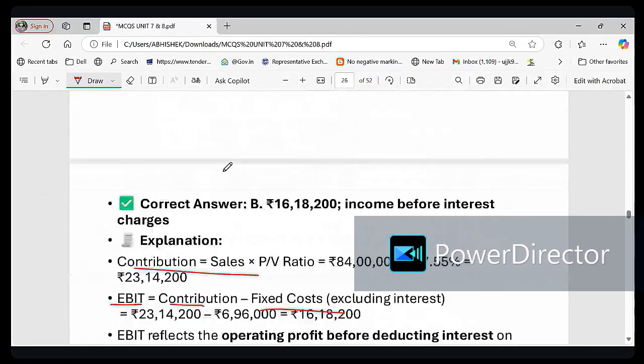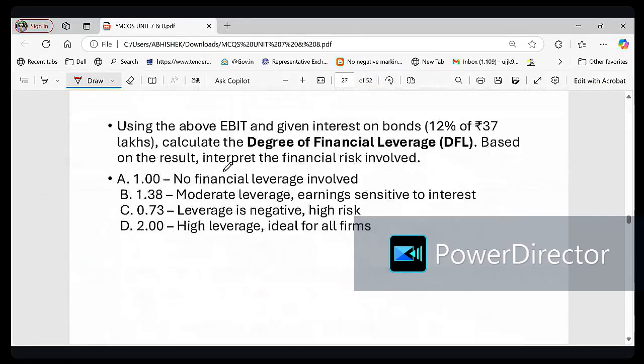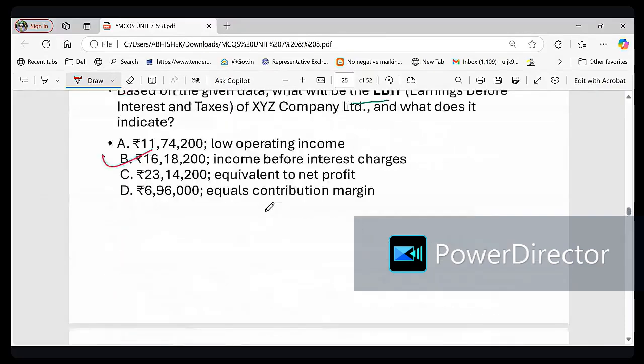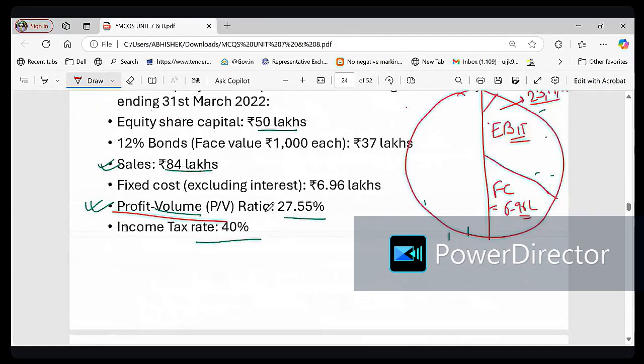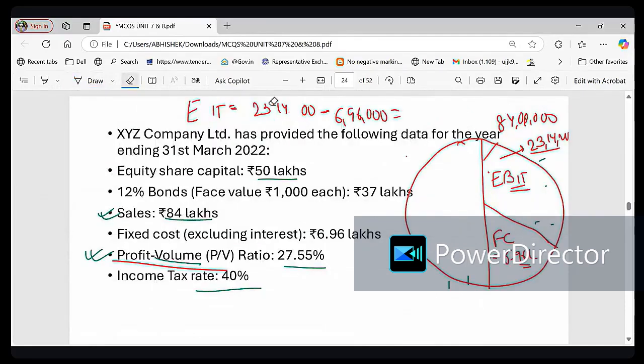Now let's come back to this particular question. Again, in the same question, this is the second part of the above question. We have EBIT and interest on the bond, and you have to calculate the DFL, degree of financial leverage. The options are 1, 1.38, 0.73 and 2. We have talked about the degree of financial leverage in the first part of the question.